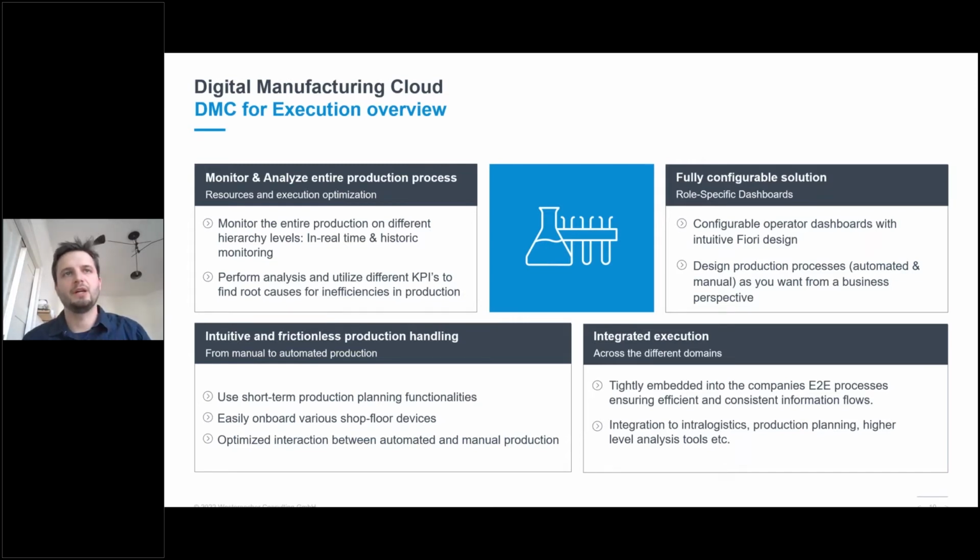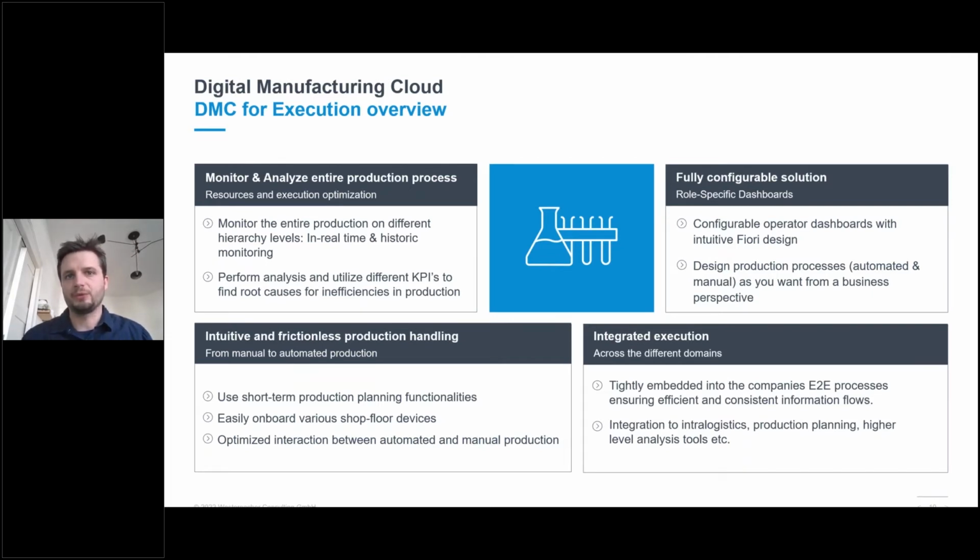On the left bottom side, we can see the intuitive and frictionless production handling. So when we think of an end-to-end process, we have the resource orchestration module at the start where we can schedule our orders, etc. We can perform our production, whether that is manual or automatic, and we can easily onboard various shop floor devices.